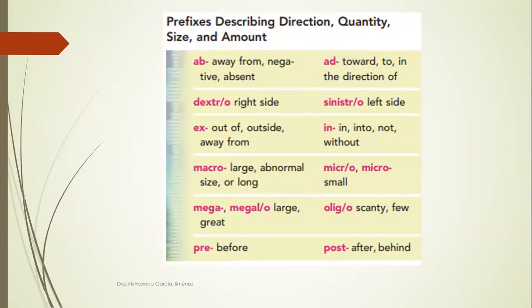Some prefixes describing direction, quantity, size, and amount. We have the most common ones, and then the meaning of this. Up, away from, negative, absent, ad, toward, to, in the direction of. So you can check, right? Dextro and sinistro, some of them are coming from Latin, of course. Latin is our language root, it could be said. And then it's easy to catch the meaning.